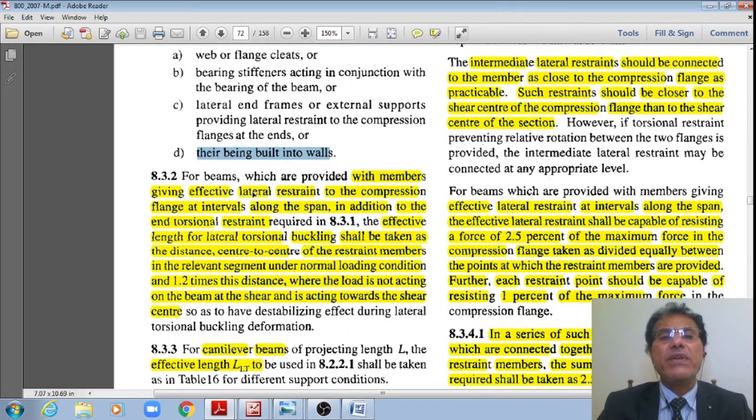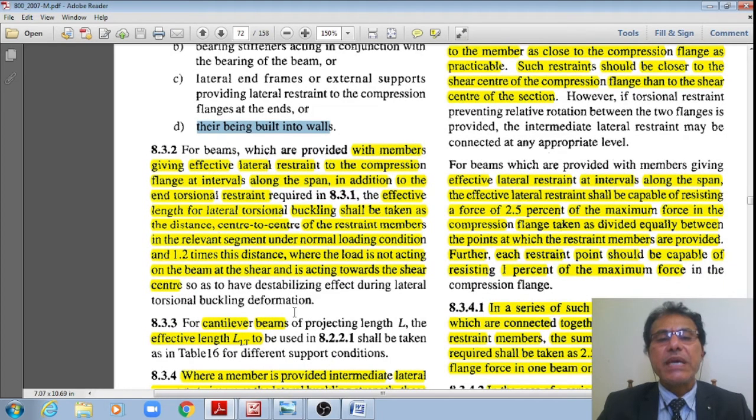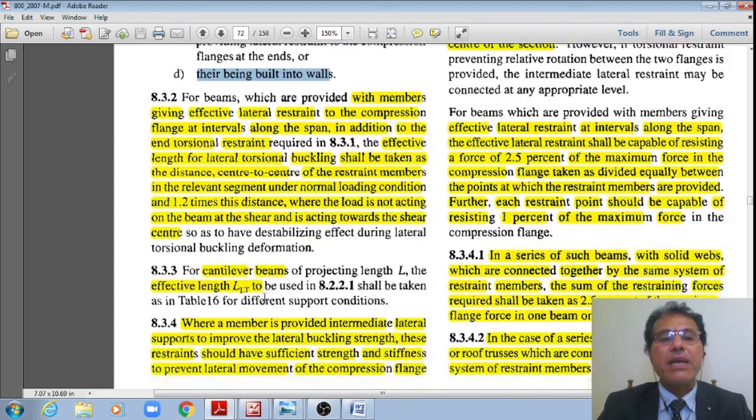However, for the beams which are provided with members giving effective lateral restraint to the compression flanges at intervals along the span, in addition to the end torsional restraints required in clause 8.3.1, the effective length for lateral torsional buckling shall be taken as the distance between centers of the restraint members in the relevant segment under the normal loading condition, and 1.2 times the distance where the load is not acting on the beam at the shear center and is acting towards the shear center, so as to have the destabilizing effect during the lateral torsional buckling deformations, right?